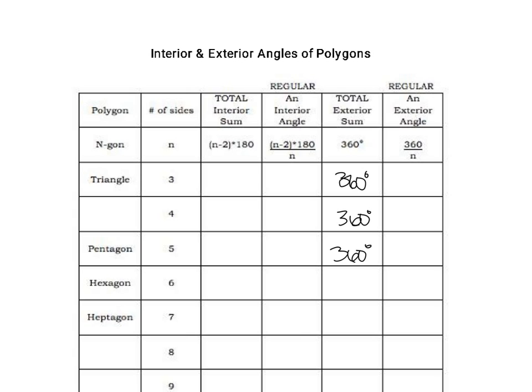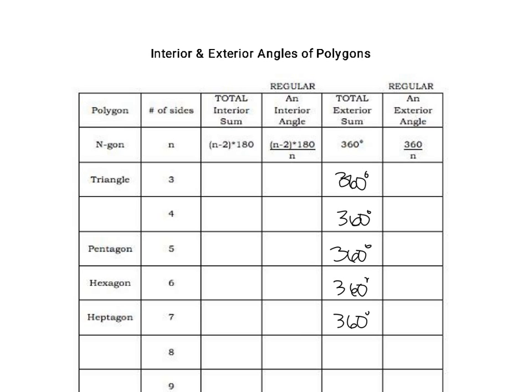Remember, we talked about that earlier. It doesn't matter how many sides it has. The exterior for every polygon is always 360 degrees. But if it's a regular polygon and we want to know what's just one of those exterior angles, then all you have to do is simply take 360 and divide it by n, the number of sides it has.